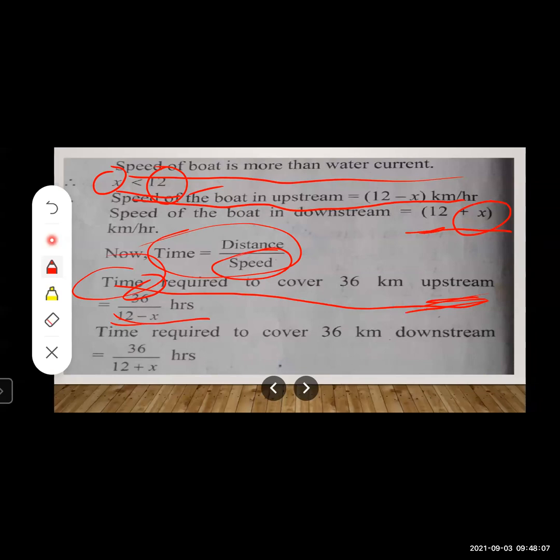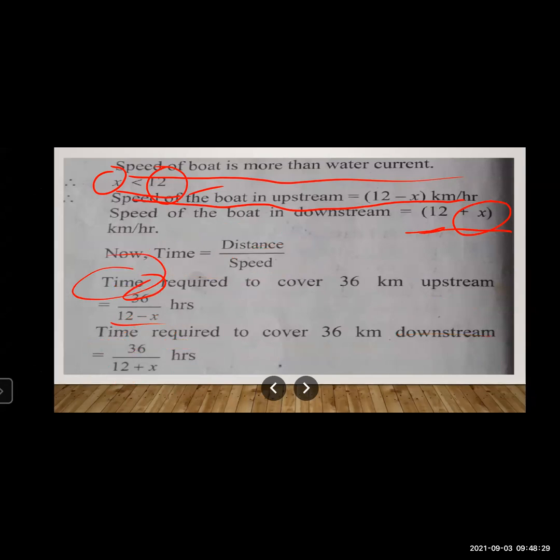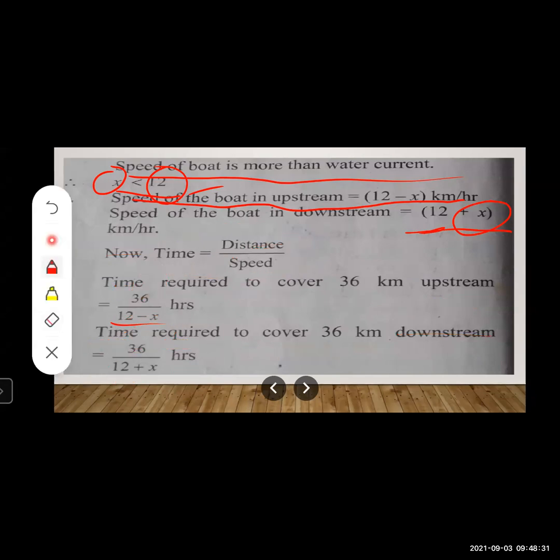Now let us find out the time required to cover the distance of 36 kilometers, constant, but now for the downstream, right? Downstream, again we are using which formula? Time is equal to distance upon speed. Distance remains the same, that is 36, but the speed is 12 plus x. So this is how you will get the time in upstream and downstream.